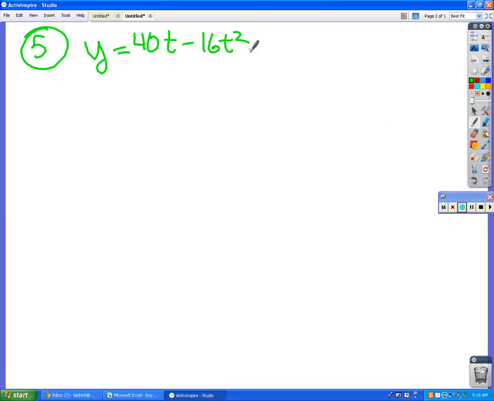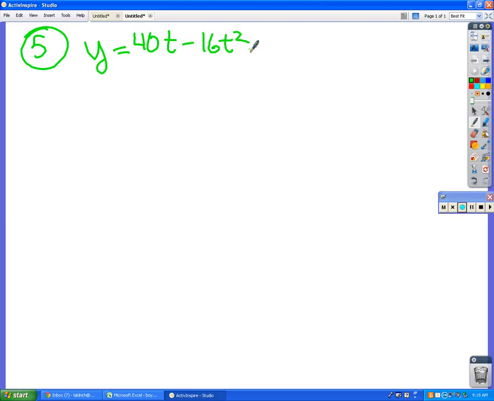Do you recognize that equation? Do we have physics students out here? Anybody? From like this year or last year? Last year. Okay.